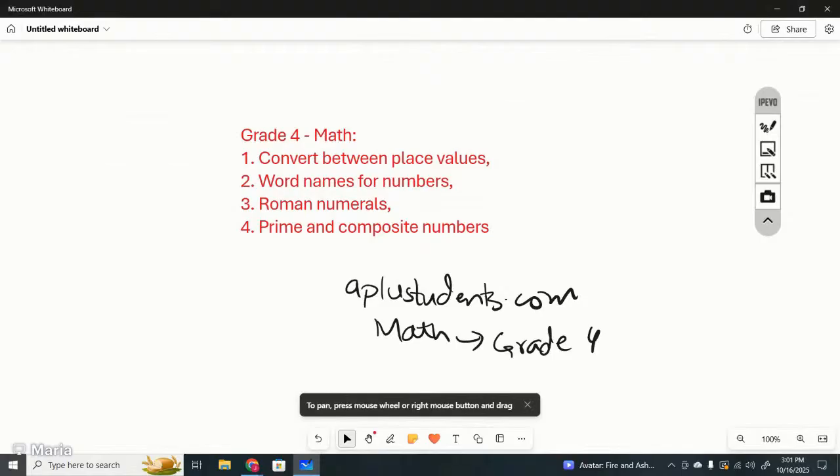The lessons we're going to cover today are convert between place values, word names for numbers, Roman numerals, prime and composite numbers. So please make sure you have your notebook and pencil so that you can note down the important examples and definitions as well.